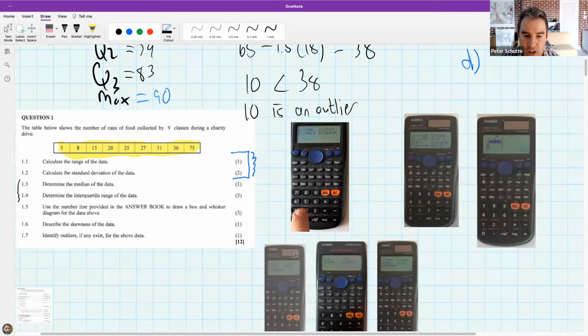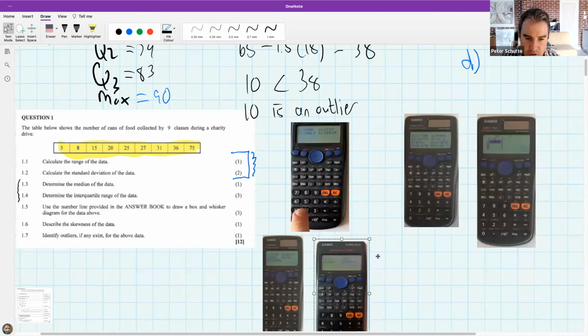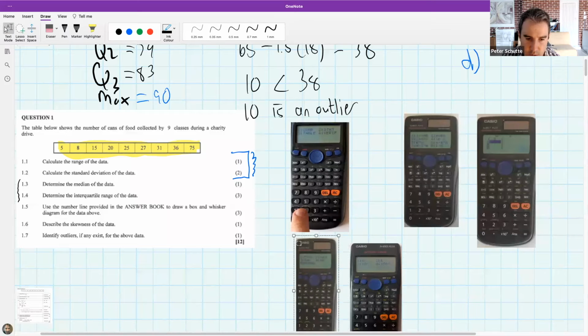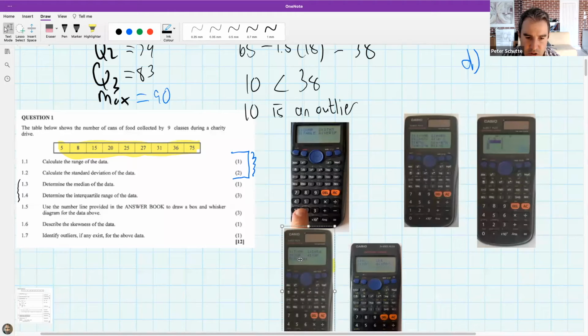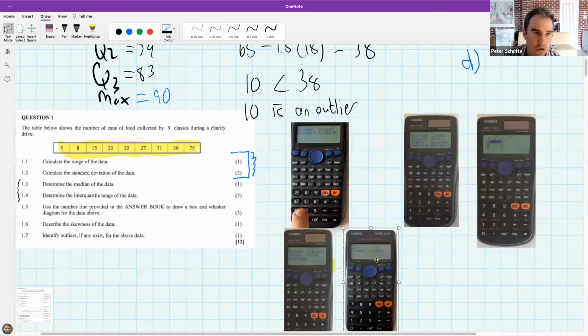Sorry, when you hit Shift Stat, you'll actually get this screen first. I looked at my calculator the wrong way. So you go Shift Stat, and then you click 4 for var, and then you get this screen, and then you choose 3 for the standard deviation. This one over here. So the range is 70, I agree, the range is 70. What's the standard deviation going to be?